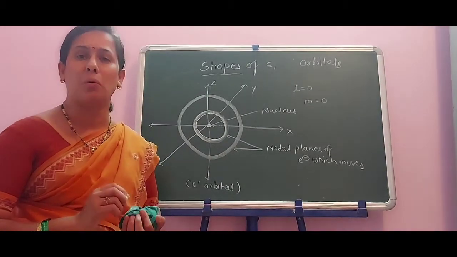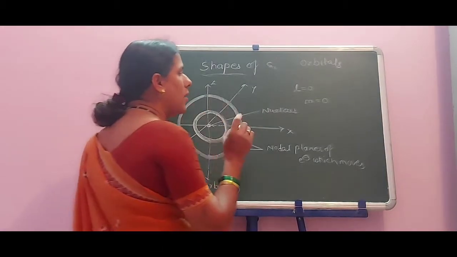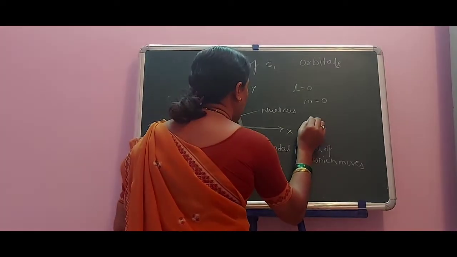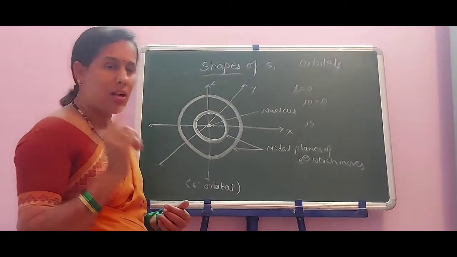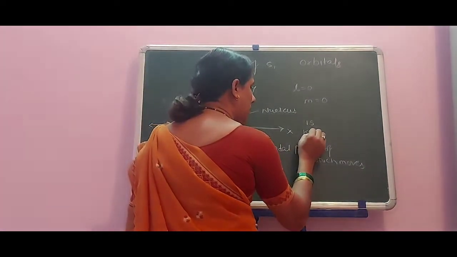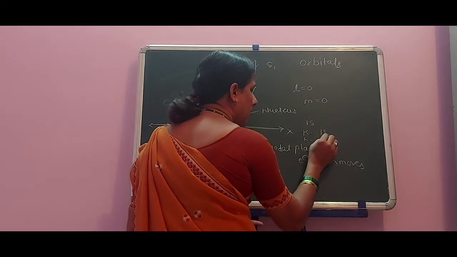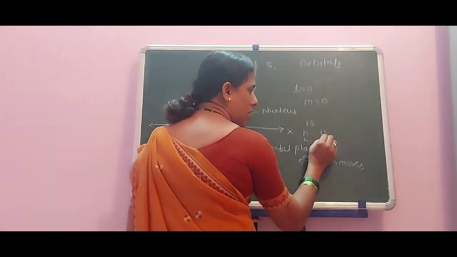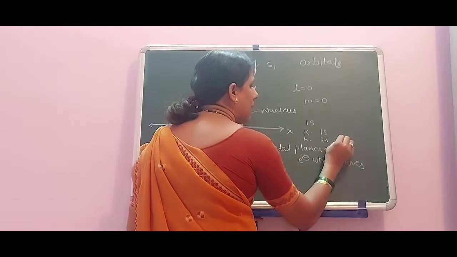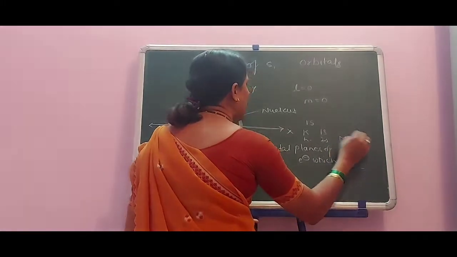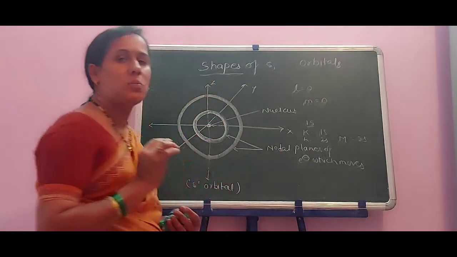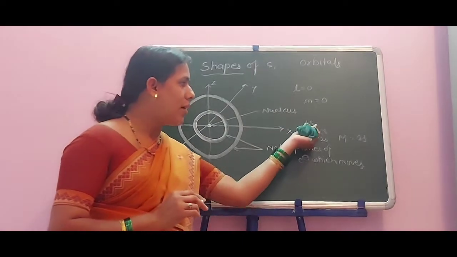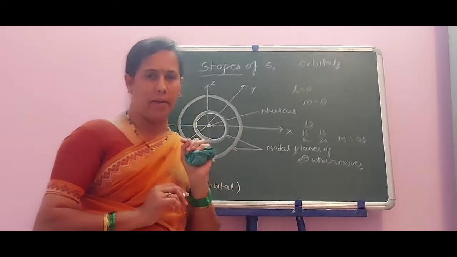Therefore, there is only one s orbital. In the K shell, that is one s orbital. In the L shell, one 2s orbital. In the M shell, a 3s orbital. Therefore, the degeneracy of the s orbital is equal to 1.